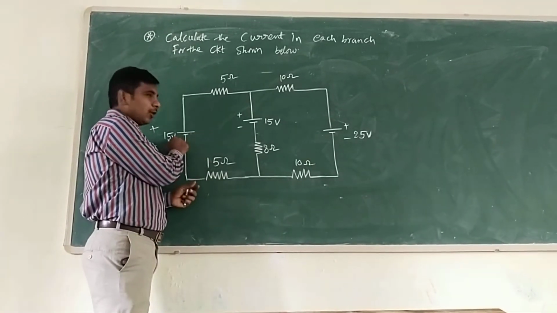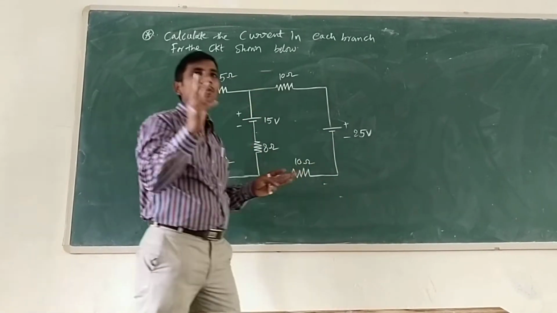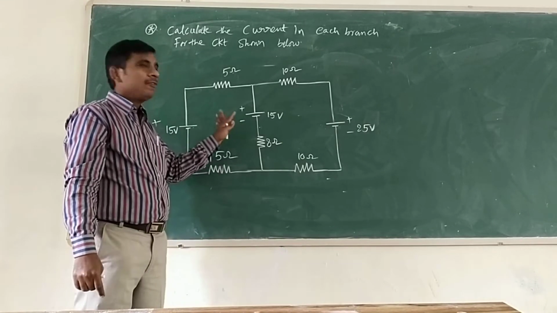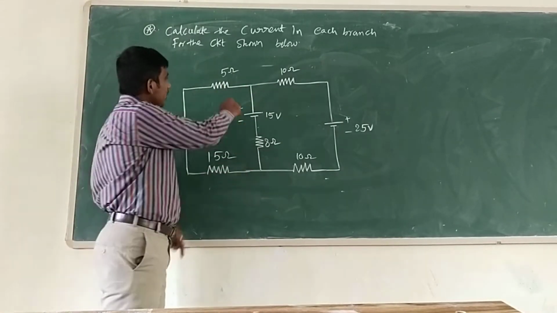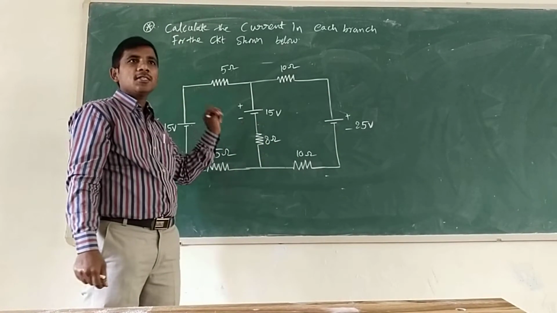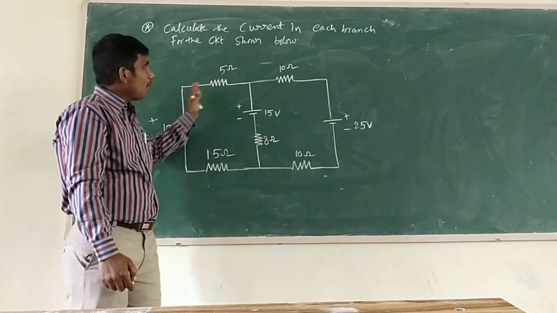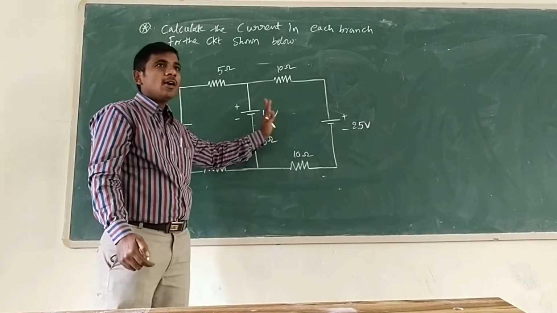Now it is 1 voltage source 15 volts, another one 15 volts, another one 25 volts. 3 voltage sources, KVL problem we are doing now. We have how many resistors? 1, 2, 3, 4, 5 resistors. Previously only 3 resistors we have. Okay. Now to apply KVL for this loop, what we have to assume?